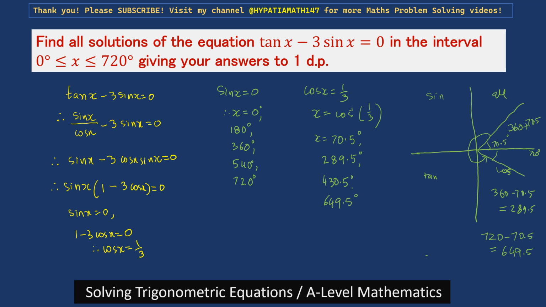So these are the solutions you would get with cos x equals 1 out of 3, or x is 70.5 degrees, in the range 0 less than or equal to x less than or equal to 720 degrees. And that's it, really, not a very difficult question.